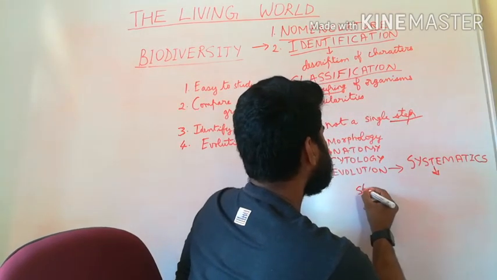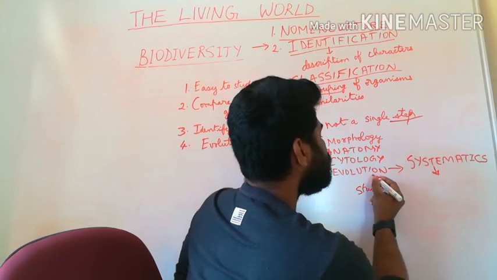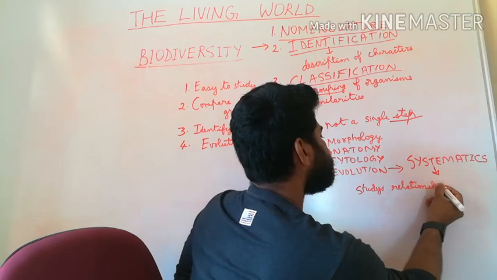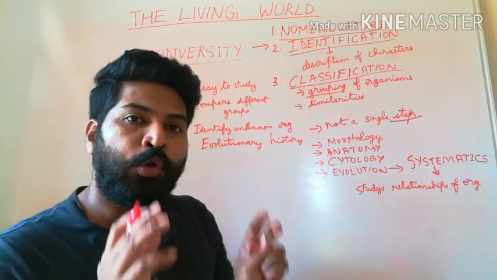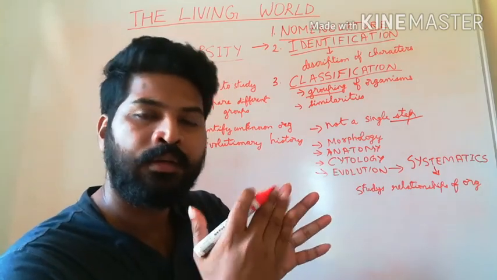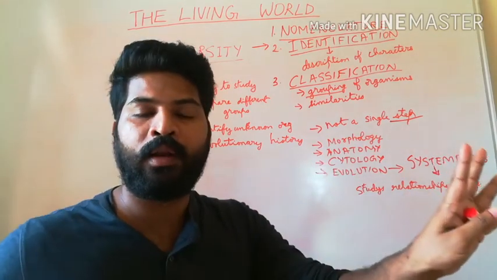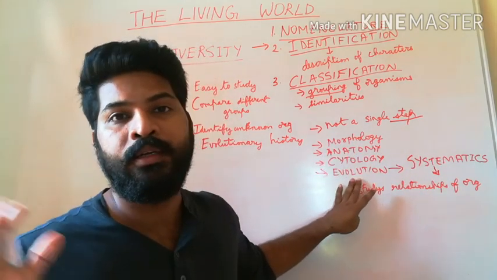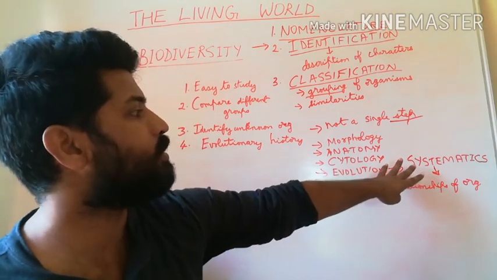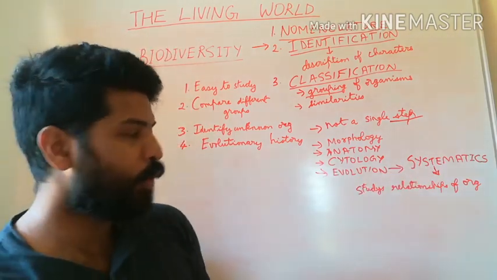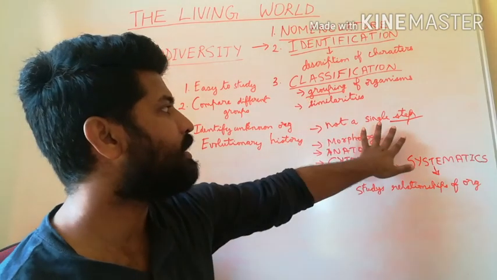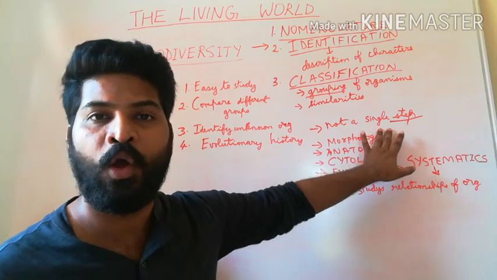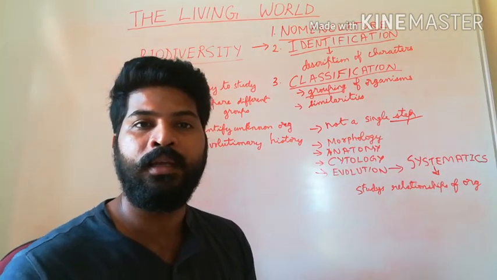So it studies the evolutionary relationships of organisms. How two organisms which are very close are related and how two organisms which are placed far apart, how are they related in a evolutionary timeline. So that is systematics. As I told you, classification is not a single step process. So there are many steps when we classify an organism. That is what we study next.